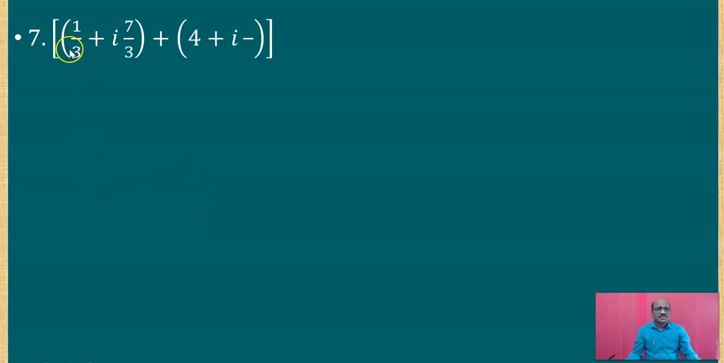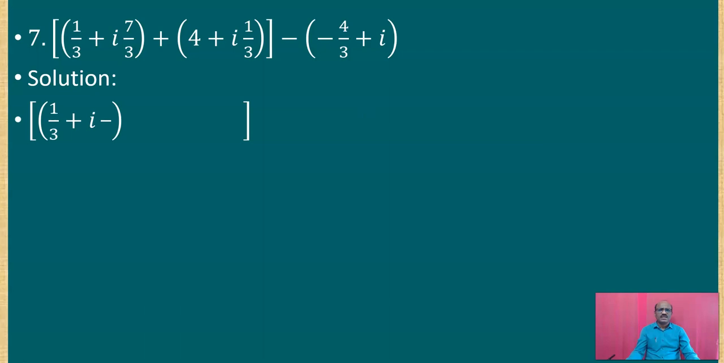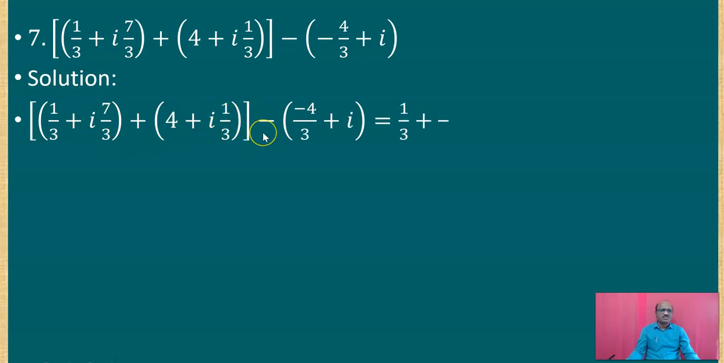Okay, next example. [(1/3 + i 7/3) + (4 + i 1/3)] − (−4/3 + i). Now simplify this. (1/3 + i 7/3) + (4 + i 1/3) − (−4/3 + i).